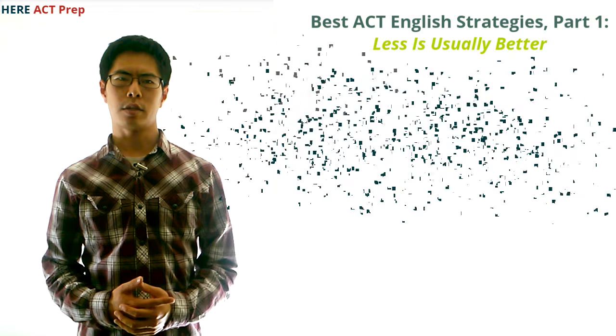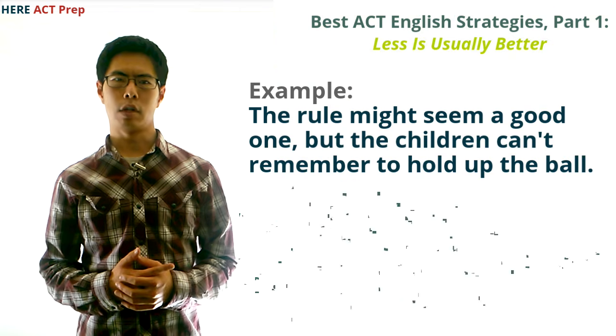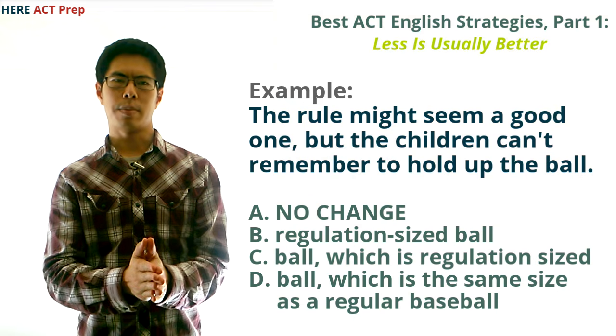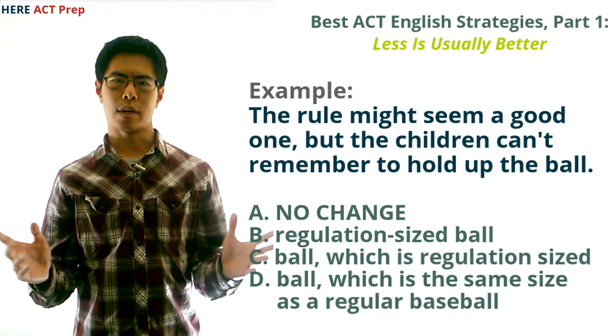First, take a look at this question. The sentence is, the rule might seem a good one, but the children can't remember to hold up the ball. The choices are A, no change, B, regulation size ball, C, ball which is regulation size, and D, ball which is the same size as a regular baseball.